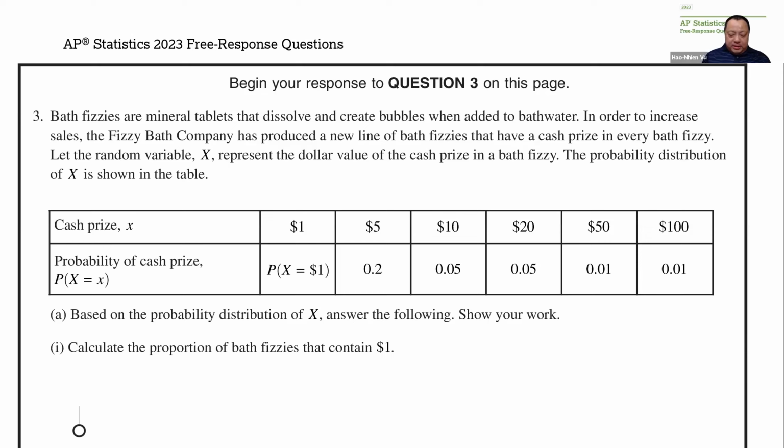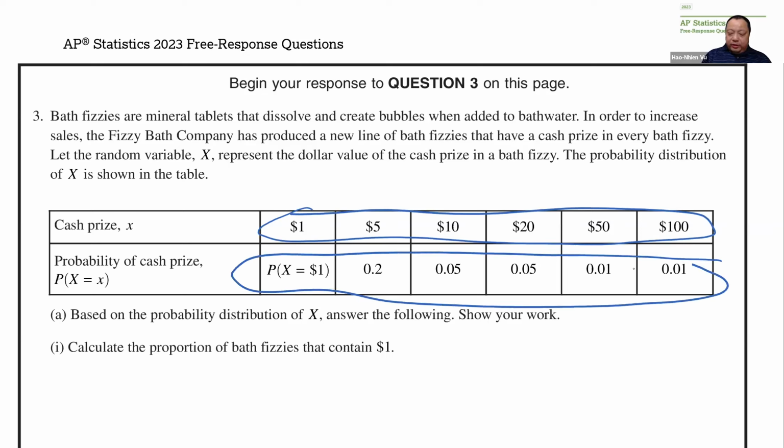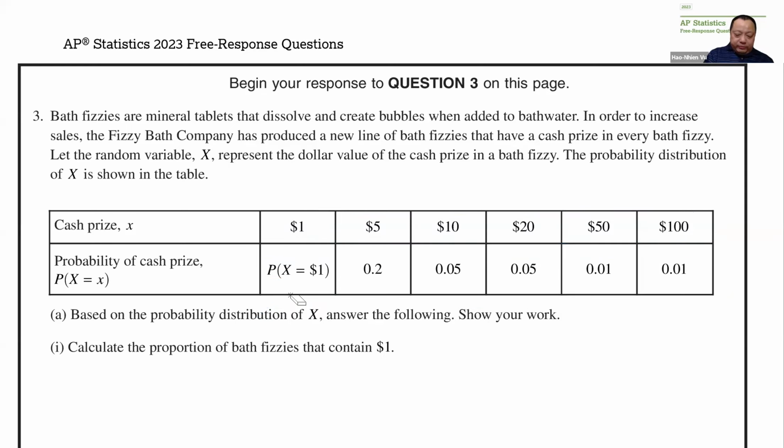All right, there's a table. Here are all the different values of x, and here are all the different probability values, except that there's a number here that's not filled in. Based on the probability distribution of x, answer the following. Subpart I, calculate the proportion of bath fizzies that contain $1. So they want the probability over there.